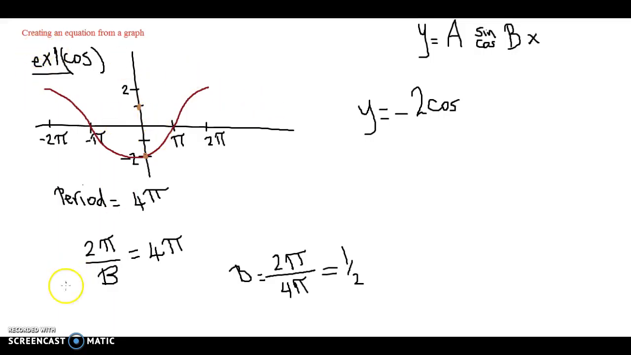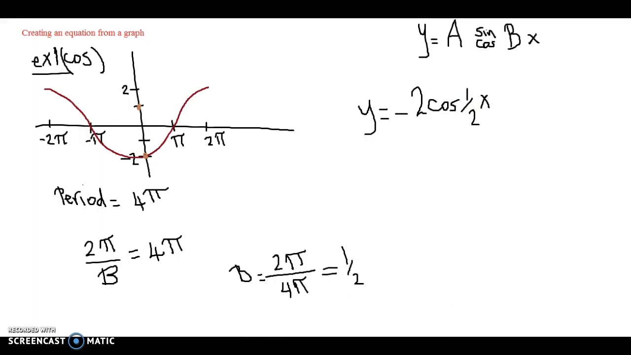So we say 2 pi over b equals 4 pi, and then we solve for b, which is the number that we're going to plug in next to x. So we multiply by b, then divide by 4 pi, just a shortcut. These guys switch places. And then we have 2 pi over 4 pi equals a half. So my coefficient is actually a half. And that's the equation for the graph.